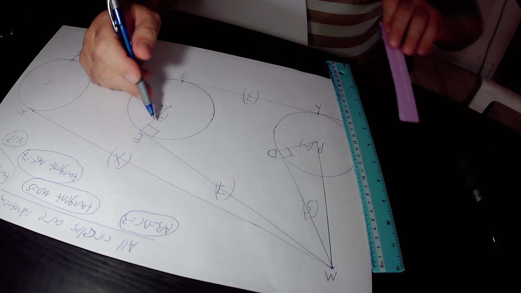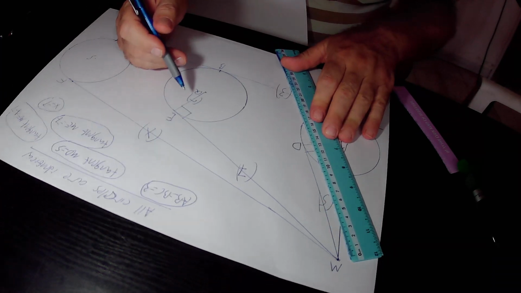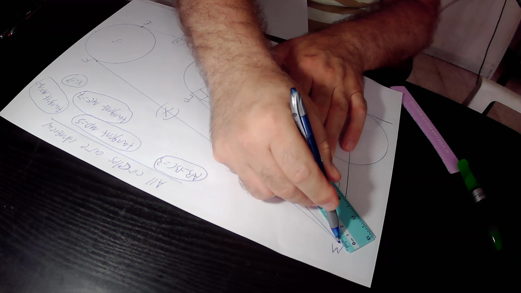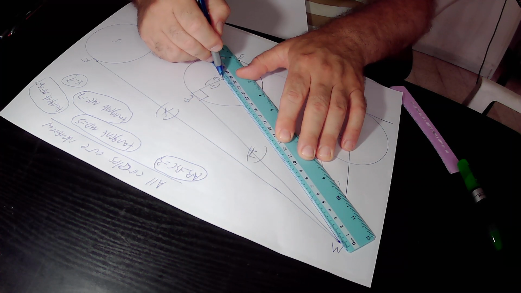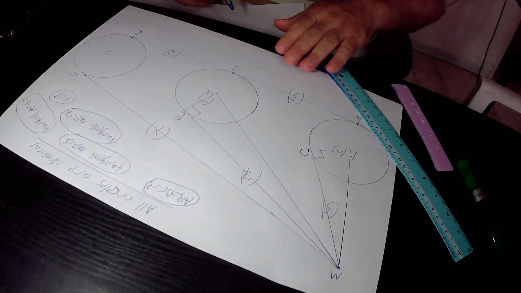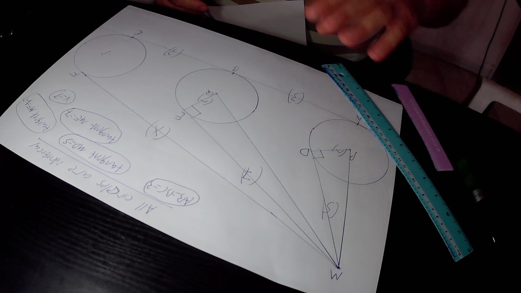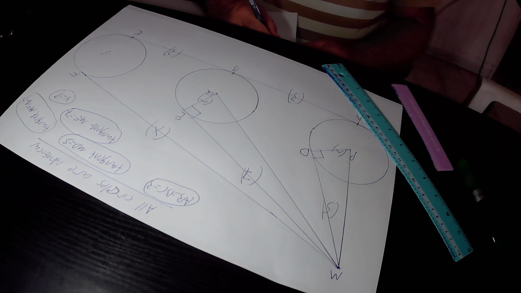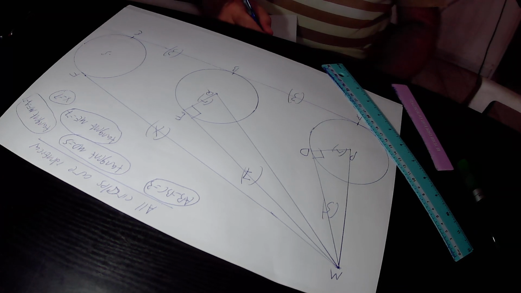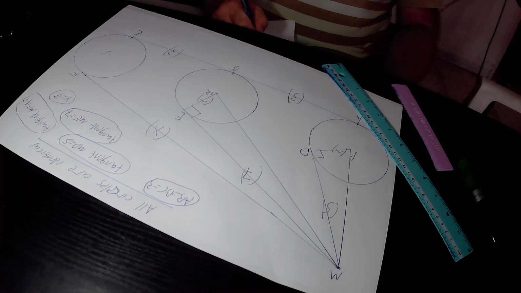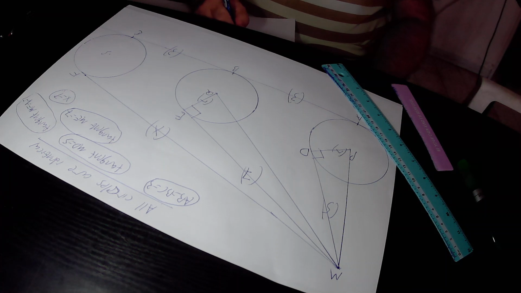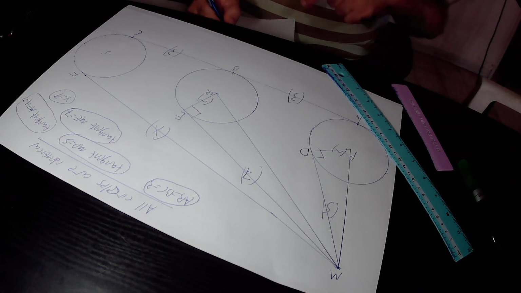In the next step, we join points M and Q together by a straight line. By joining points M and Q, we get the right triangle MQE. So we implement the Pythagoras theorem on this right triangle MQE. According to the Pythagoras theorem, MQ squared, that is the square of the hypotenuse, equals QE square plus EM square.